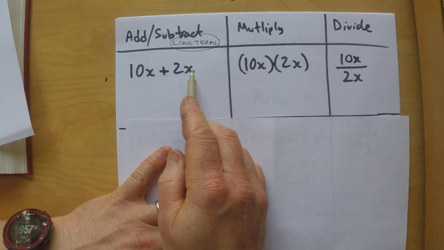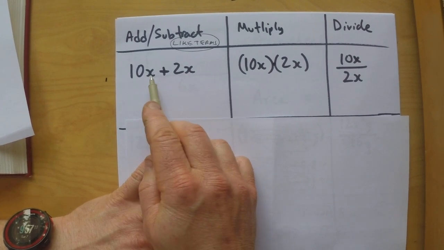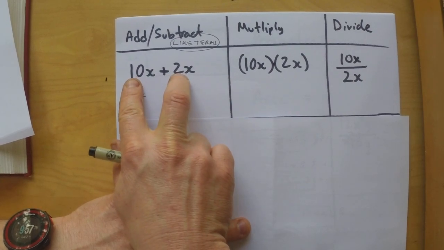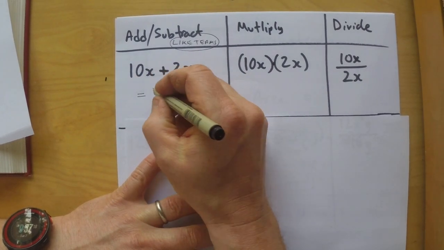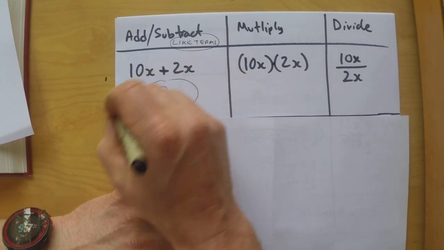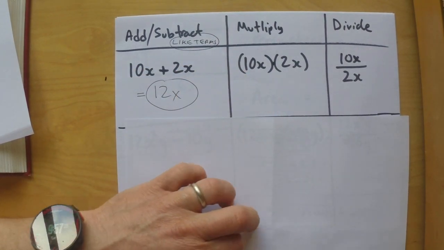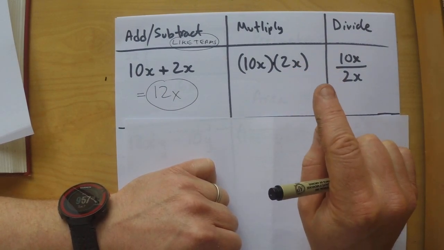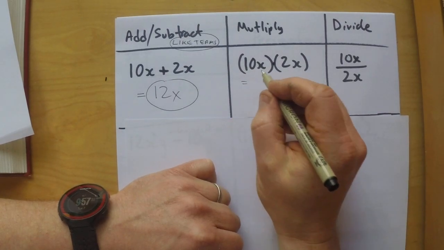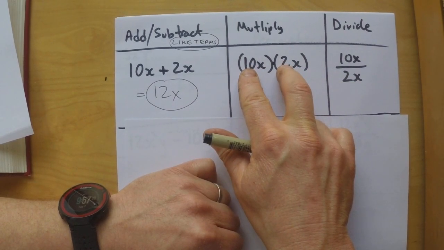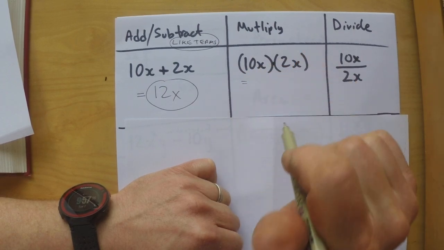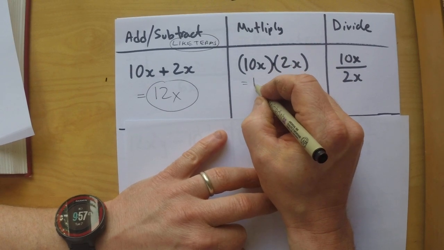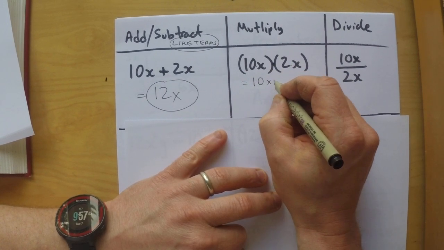Are these like terms? Yes, they are, because they have the same variable and same exponent. So the rule literally is you just add the coefficients. So 10x's plus 2x's is 12x's. Done. So that's review. When you're multiplying, though, you don't have to have like terms. You literally multiply the coefficients and you multiply the variables. So if I reorder this, it just means 10 times x times 2 times x. So I'm just going to write it out. This is all it means.